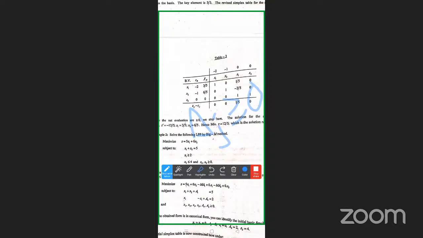The optimal solution of the given simplex table is x1 equals 3 by 5, x2 equals 6 by 5. So this is the solution of the given LPP. Substituting the x1, x2 values in the objective function, the maximum of z is equal to minus 12 by 5.